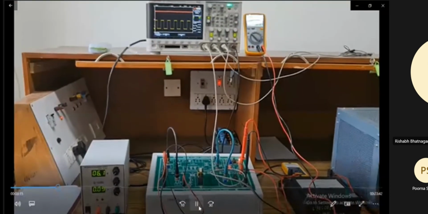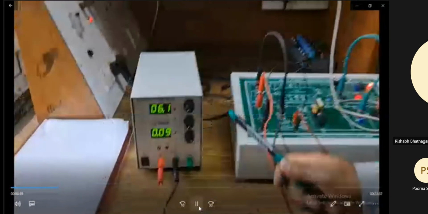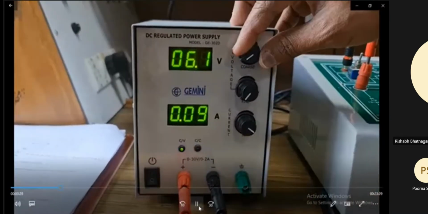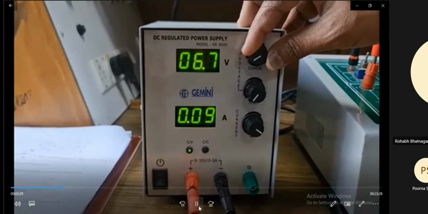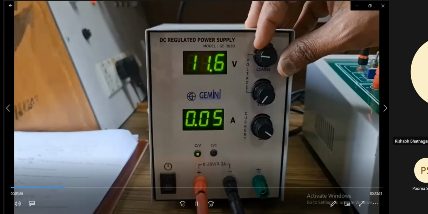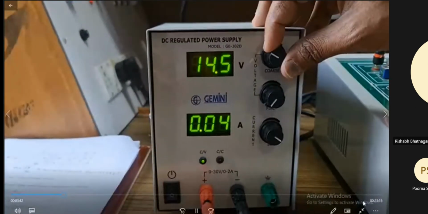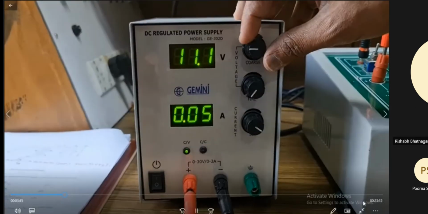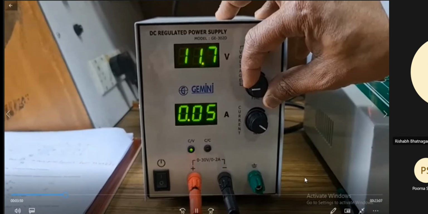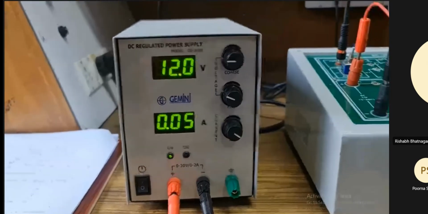This is the total system setup. You see, this is the supply voltage. We set the supply voltage from 6 volts. Right now it is set to 6 volts. I can set it to the nominal value, that is 12 volts. I can also increase this voltage up to 18. So firstly, I will set this voltage to 12 volts. So right now the voltage is set to 12 volts.